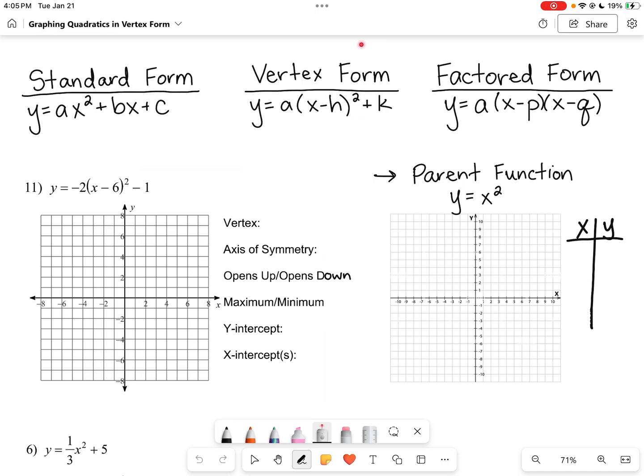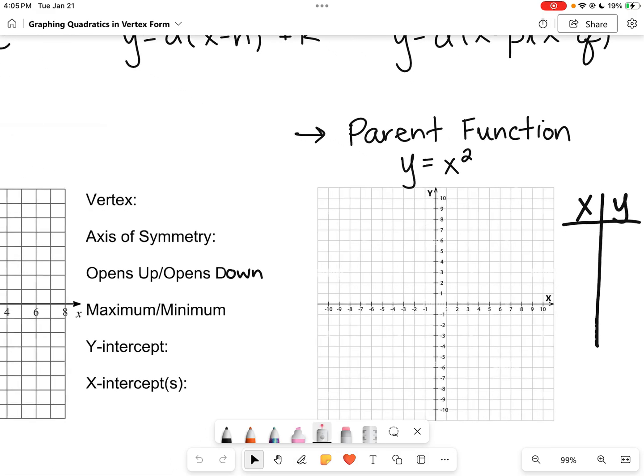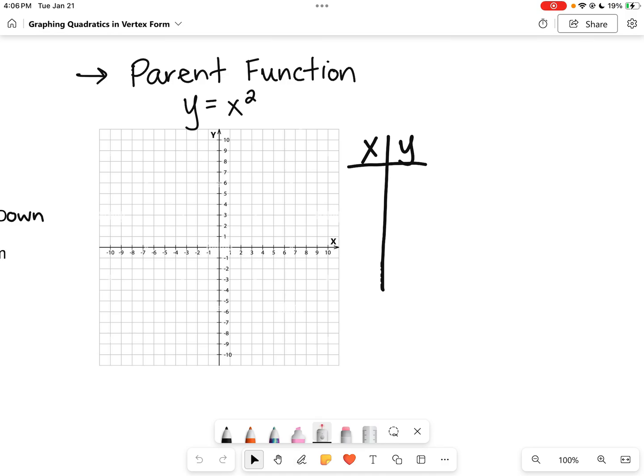So the first thing that I want to mention, even before we look at vertex form, is I want to look back at my original parent function of a quadratic, y equals x squared. We're going to graph that and look at what that looks like, because that's going to help us to understand where this even comes from and why we graph it the way we do. So I'm going to zoom in on my parent function, okay?